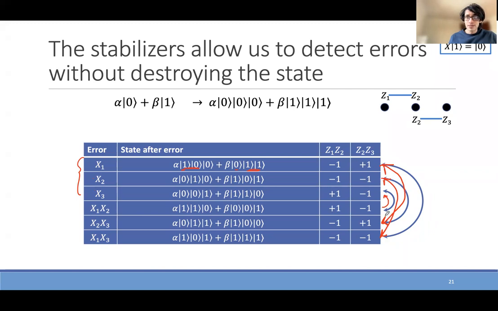Does that make sense? If an x1 error happened, we measure -1 +1. But if an x2, x3 error happened, we also measure -1 +1. So we don't know which of those errors happened. And that's why this is a code that only corrects small errors.